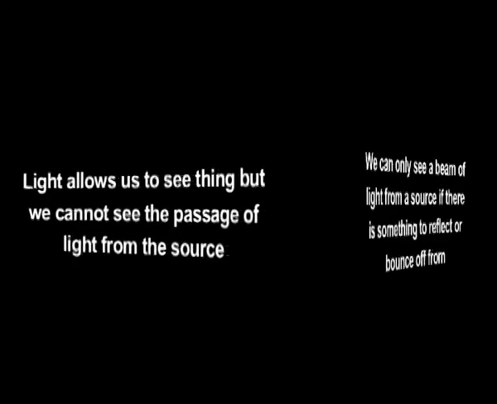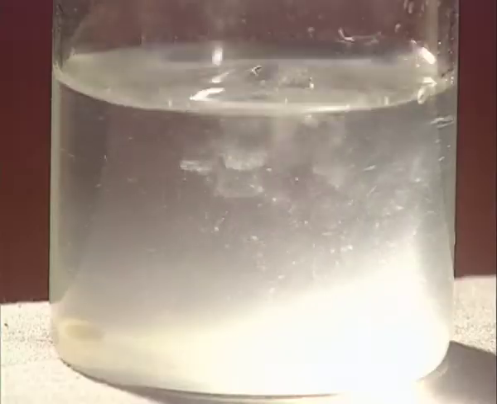Absence of light is called shadow sometimes, but in a dark room, when there is no light, that is not called shadow. So, let us study about the phenomena of shadow. Light allows us to see things, but we cannot see the passage of light from the source. We can only see a beam of light from a source if there is something to reflect or bounce off from: dust particles, smoke, haze, and objects.